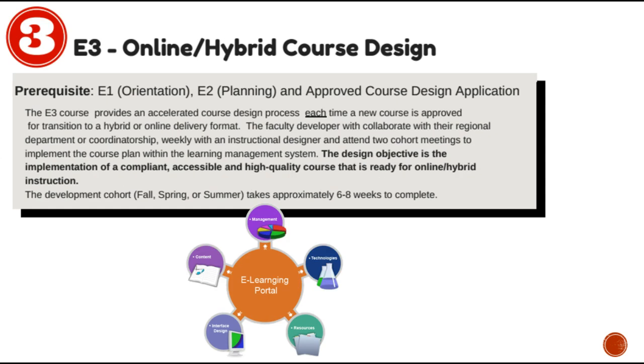The second part in the course development process is our online and hybrid course design, which we call E3. You'll notice the prerequisites for this process are the E1 orientation is complete, the E2 planning of the course grids are complete, and that there's an approved course design application on file. This also works in a cohort process. It's best to get your application in early and also takes 6 to 8 weeks.